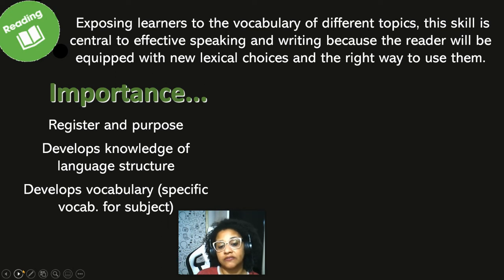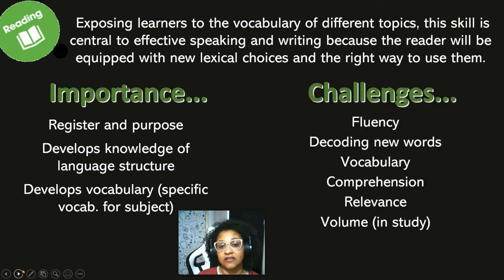So, it develops knowledge of language structure. It's really important that the students understand that our native language has structures that are specific to our language, and in English they are going to be different. So through reading they can be exposed to those specifics of the language in English, of course. And it also develops vocabulary, specific vocabulary for a subject. For example, what are the challenges? Fluency.